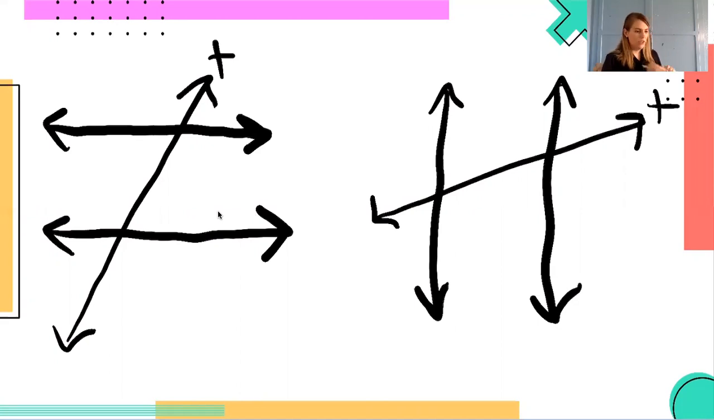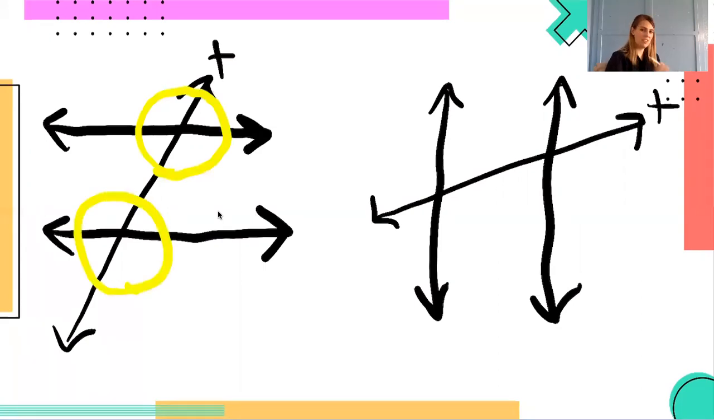But what happens when those transversals cut through the planes is you get two sets of 4 angles. So here's one set of 4 angles. Here's a second set of 4 angles. Here's one set of 4 angles. And here's a second set.